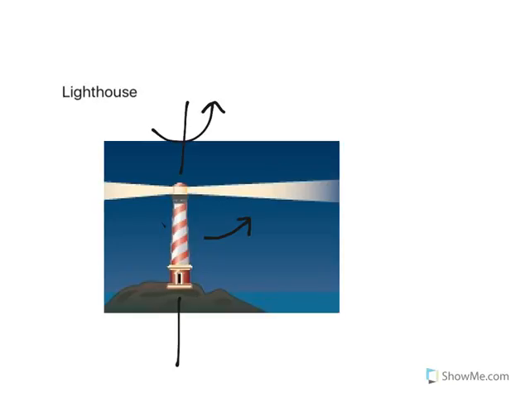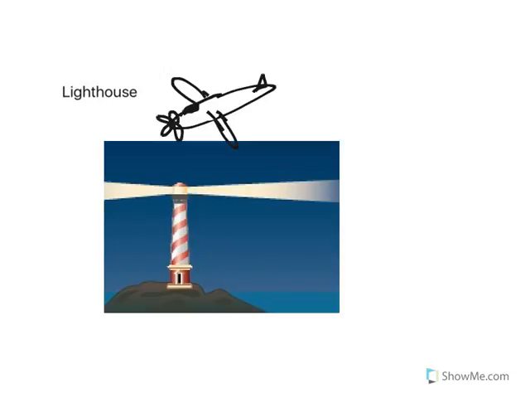And then a few minutes, or maybe 30 seconds later, the light from the lighthouse would once again swing into view. You would next see another beam of light coming at you, and then when the lighthouse rotated again, the light would disappear. But let's say you're in an airplane above the lighthouse.